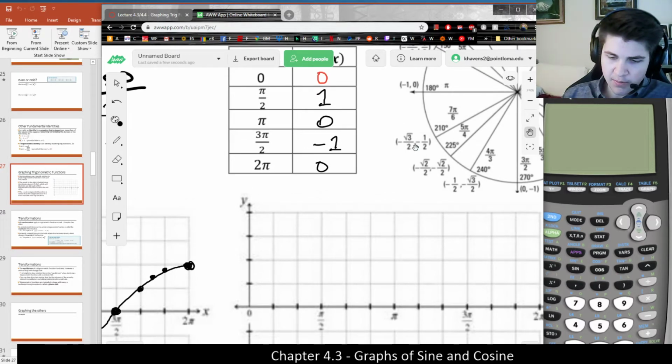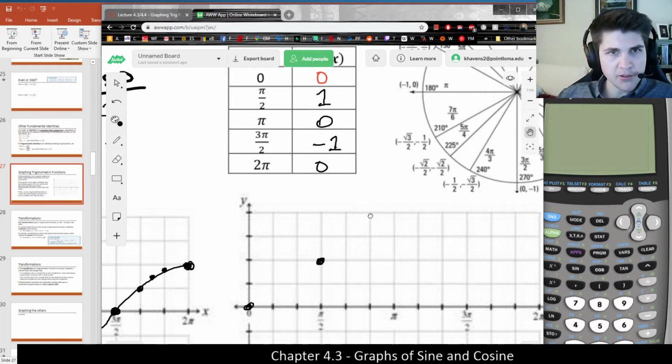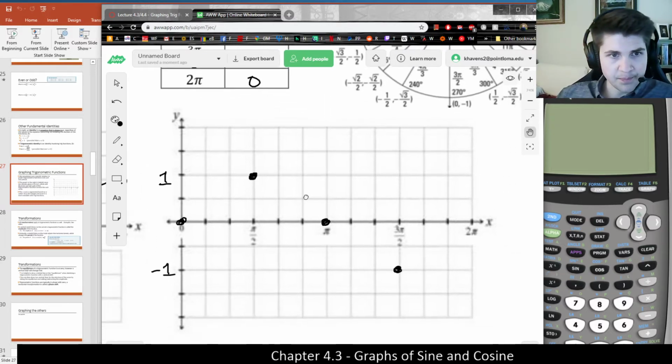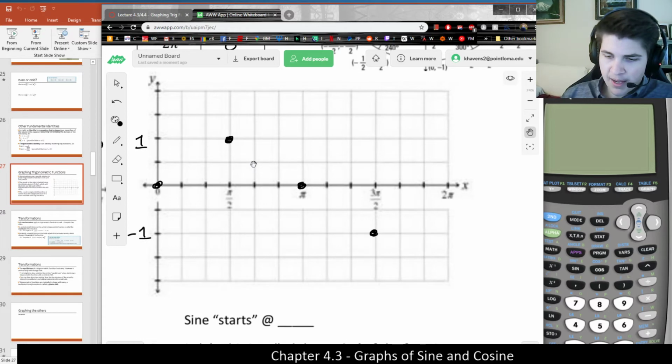Sine starts at 0, maxes at 1 when you plug in pi over 2. When you plug in pi, it returns back down to 0. And again, let's label this with 1 and -1 as before. Then when we get to 3 pi over 2, it goes down to -1, and then to 2 pi, we get that sine goes back to 0. And it has the same exact pattern, just it starts at 0 instead of 1.